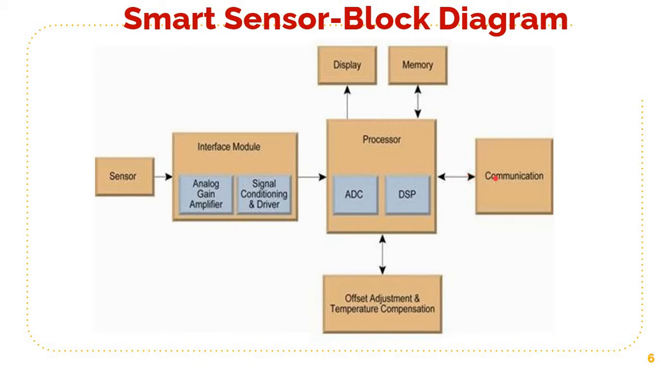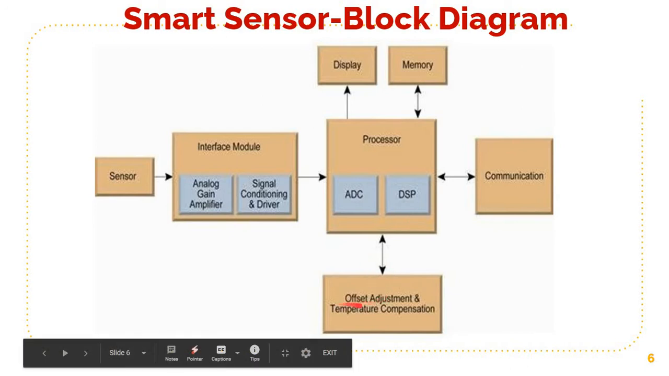it goes to the communication section, and the entire information can be transmitted over some communication channel to a remote location or cloud. The processor is also connected with a display and a small memory within it, and then offset adjustment and temperature compensation, etc., are also possible.